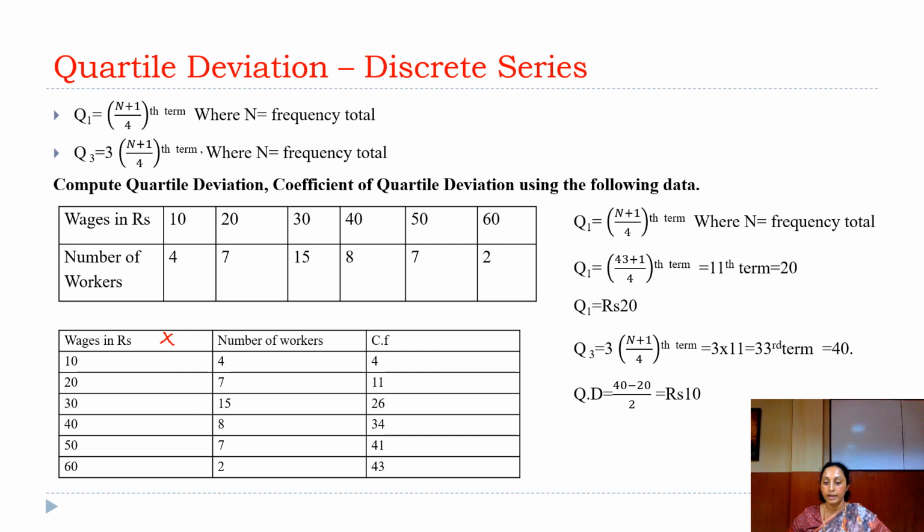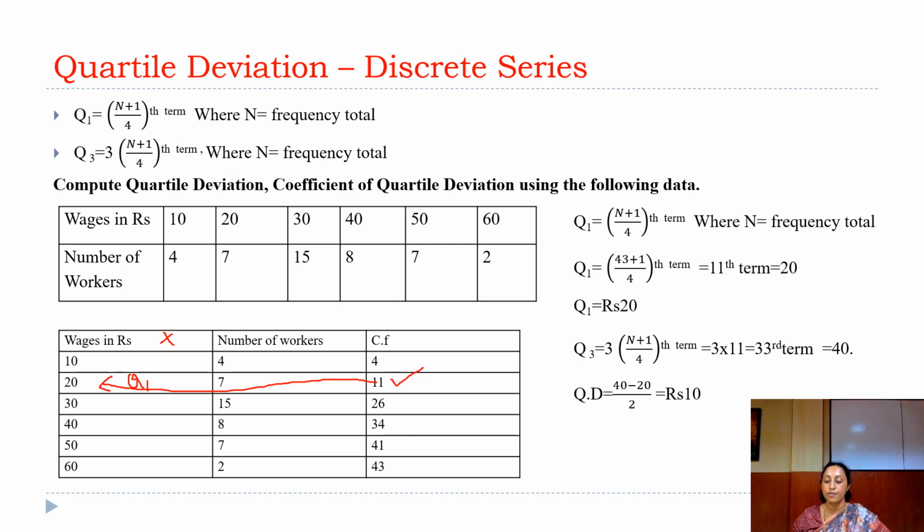After this, we find quartile deviation by using the formula Q1 is equal to (n plus 1) divided by 4. So here n is the total frequency. So total frequency is 43. So now (43 plus 1) divided by 4, that happens to be the 11th term. So let us come back to the cumulative frequency and let us identify where is the 11th term. So here 11th comes here and corresponding to that our wages is 20. Therefore, here Q1, the first quartile, is at 20.